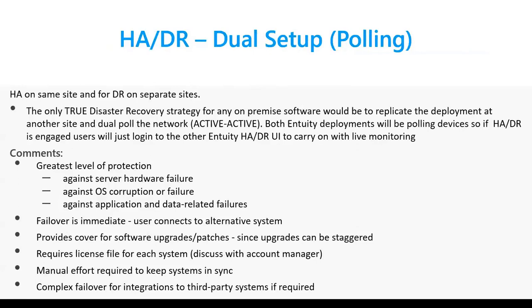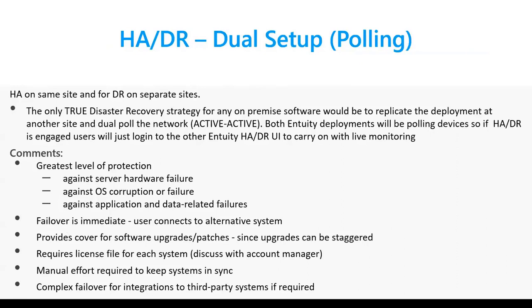And as I said, it's the only true disaster recovery strategy for on-premise software, where you have dual polling with both deployments active. Both deployments are engaged and polling the network, and users are just logging into one of the UIs as the primary. If an issue happens with that site, all they have to do is switch over the UI to the other live monitoring setup.